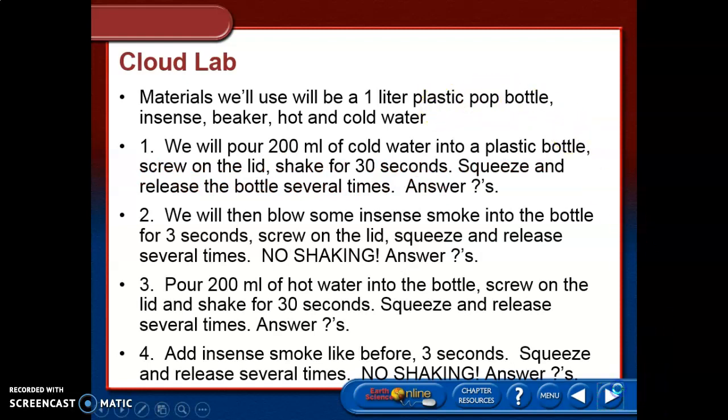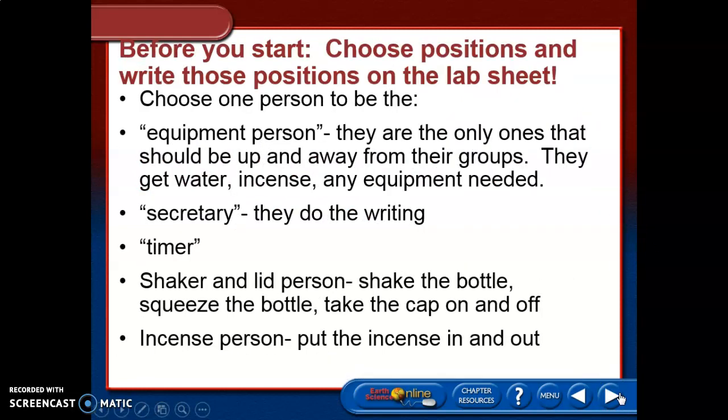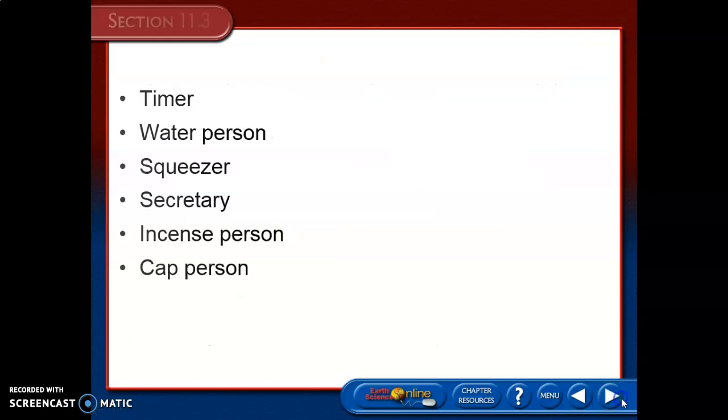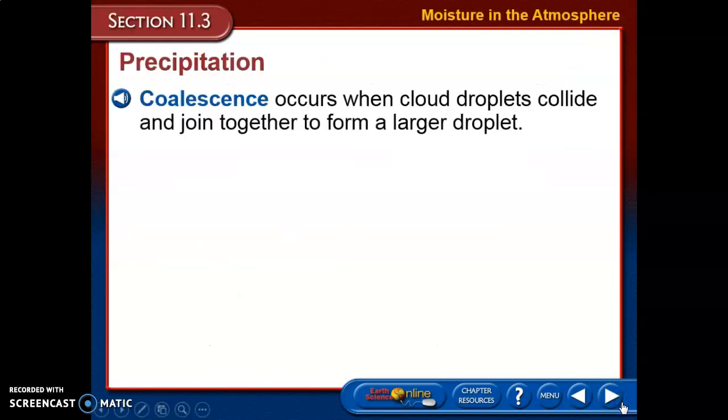All right, so we can't do the cloud lab. I wish we could, guys. It's a really fun lab, but that is just not going to happen.